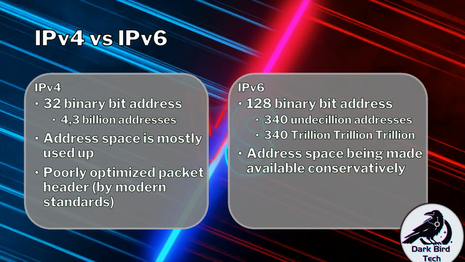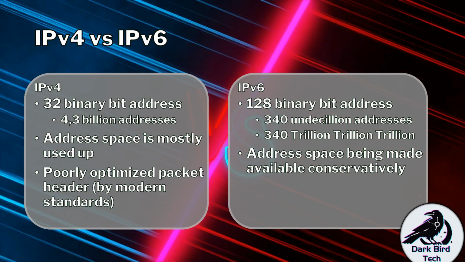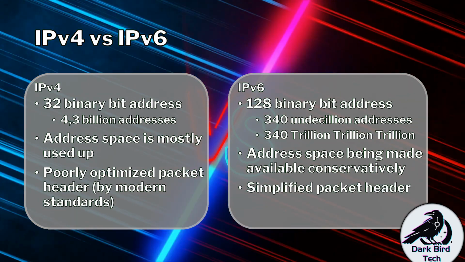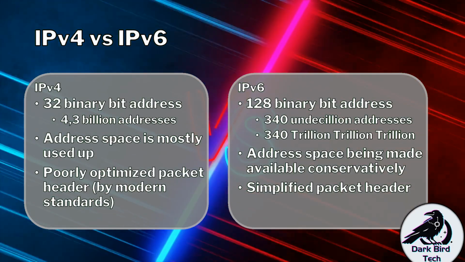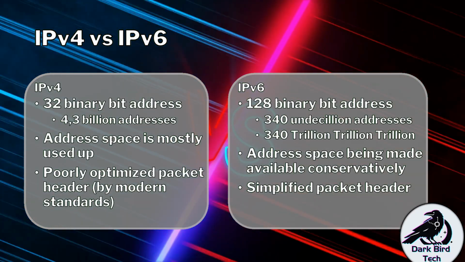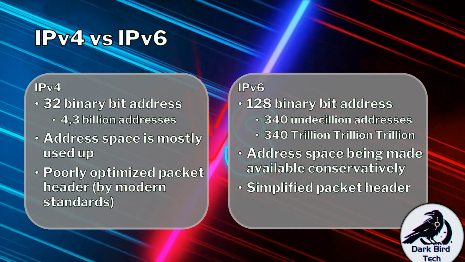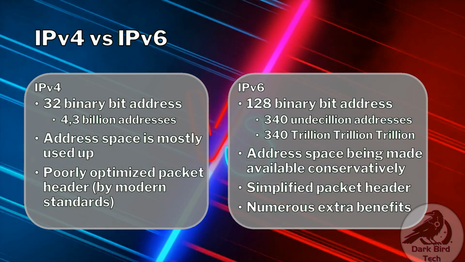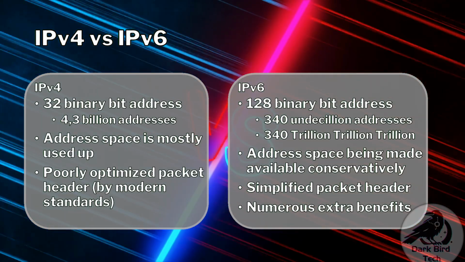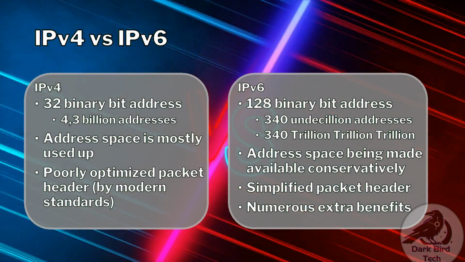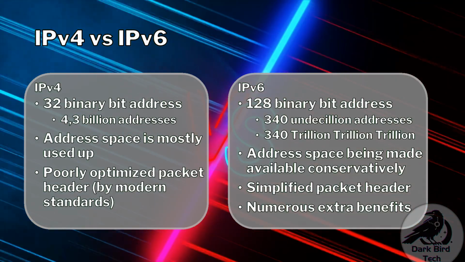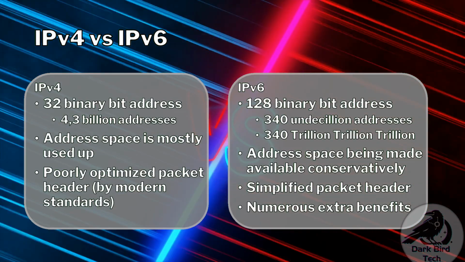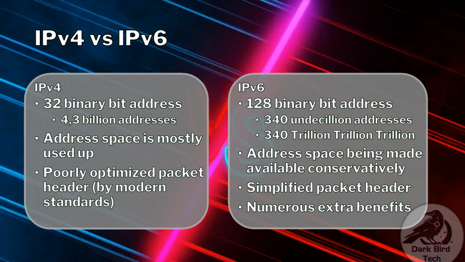And then, you've also got a very badly designed header on IP version 4, at least by modern standards. Whereas IP version 6 has a much more simplified packet header structure, which makes it more efficient for routing despite the addresses being much longer. And there are a couple of other extra benefits that you don't need to worry about, at least at this level. So the short takeaway here is you've got more addresses and a better designed packet header for routing. That's why you want V6 addresses. Or at least that's why the world needs V6 addresses.